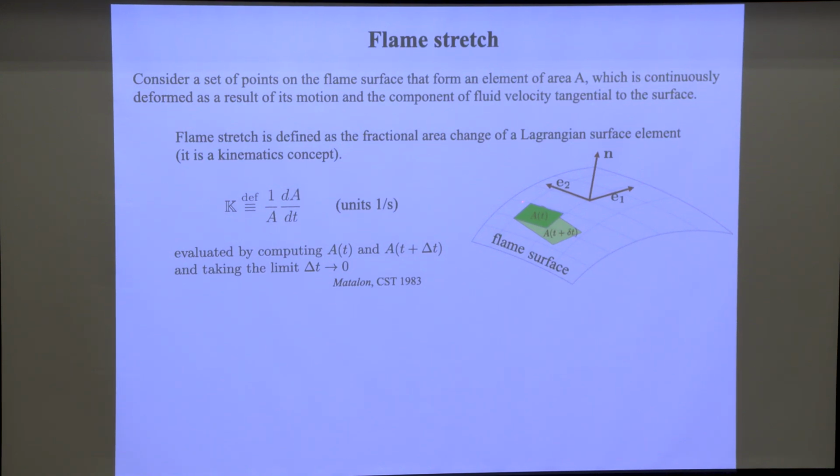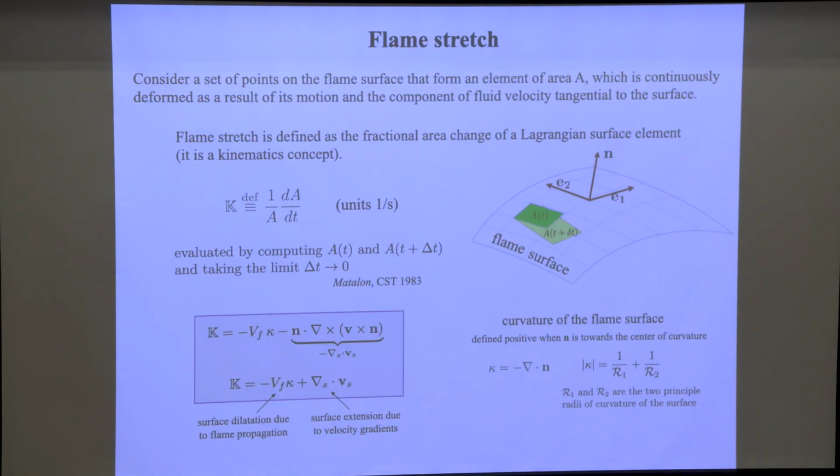And then you compute the area from geometrical consideration of this general curved surface. You compute it at a different time, take the limit when delta t goes to 0, and this is the expression that you get. So it is related to curvature, kappa is curvature, multiplied by the propagation speed of the flame. So it's minus VF kappa. And another term here, which in general can be written as n dotted with the curl of V cross n, but that can easily be interpreted as the surface gradient.